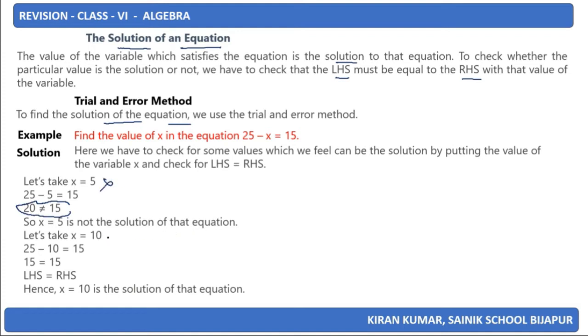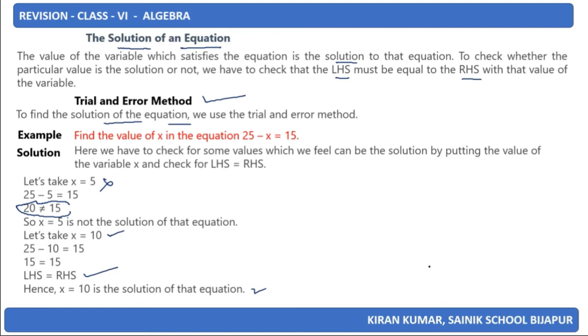If we take the value of x as 10, 25 minus 10 will be 15. In this case, the left hand side will be equal to the right hand side. We say that x equal to 10 is the solution of the given equation, and this method is known as the trial and error method. Having the knowledge of these concepts, let's begin solving exercise questions.